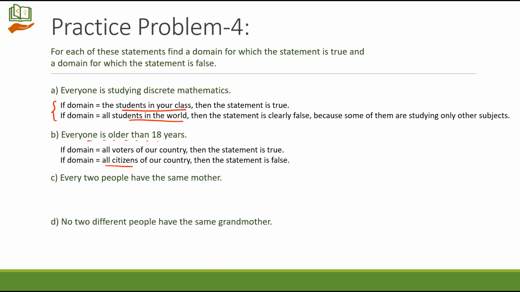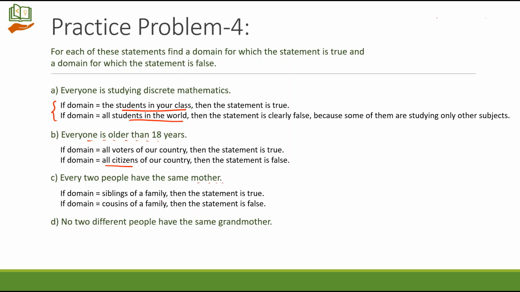Now what about C? Every 2 people have the same mother. If myself and my sibling are going to be there, then each of us will have the same mother. If the domain is siblings of a family, then we can say the statement is true. Family means don't consider everybody, just consider a nuclear family: father, mother and children. So, the siblings will have the same father and the same mother. Okay, in that aspect we can say when the domain is cousins of a family, then we can go with a false statement. Let's get into the last statement.